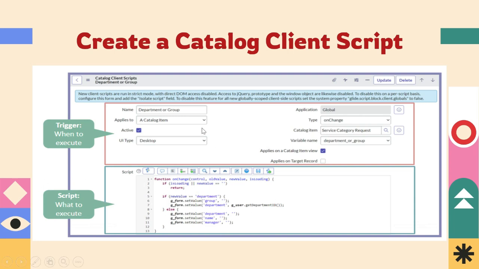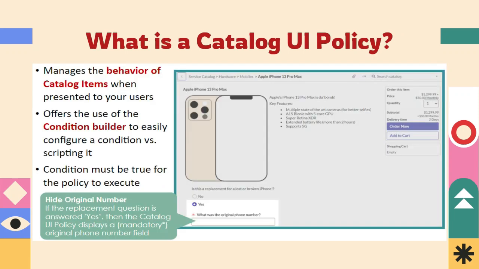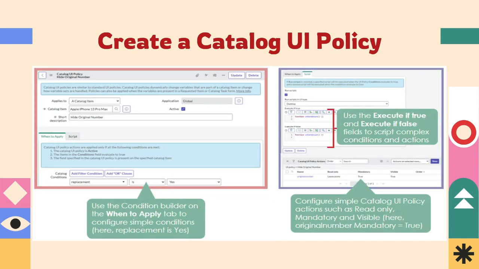Okay, so let's move further and see what is catalog UI policy. So catalog UI policy also manages the behavior of catalog items, and it is applied to variable sets and catalog items as well. Okay, so we can see how we can use our condition builder on catalog UI policy, and you can see whenever we are selecting a replacement for a stolen or broken iPhone, so yes is selected and this original phone number field is mandatory. So let's see how this is implemented in catalog UI policy.